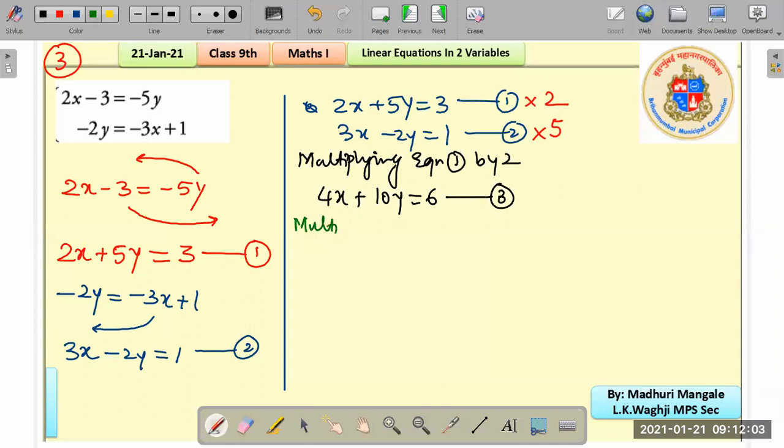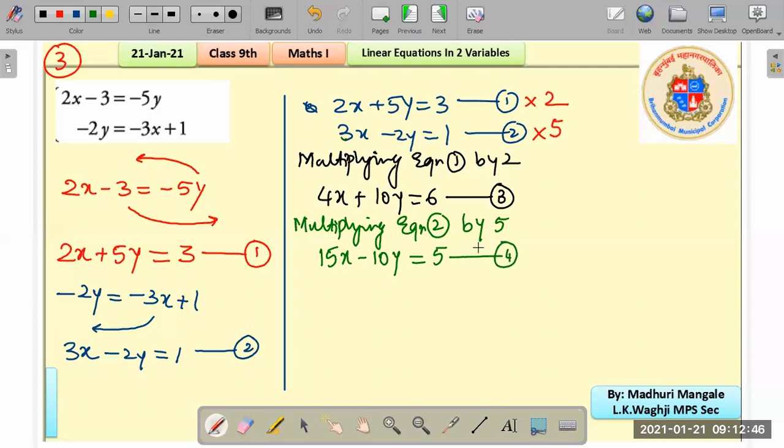And now get equation 4. So we are multiplying equation 2 by 5. Very important to mention the steps, to mention the operations, like what we are performing, multiplying, subtracting, substituting. You should always put it up in steps. Multiplying 5 to the second equation, that is, we are multiplying each term by 5. So 3x times 5 will be 15x, minus 2y into 5 will be 10y, equals 5 times 1 is 5. This is equation 4.